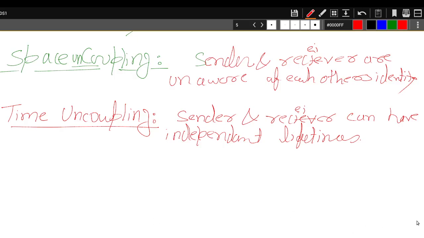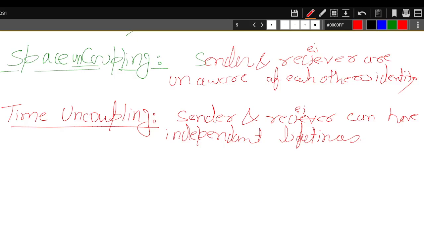So the question is, what is the difference between time uncoupling and asynchronous communication? Let me repeat here, the difference between time uncoupling and asynchronous communication. In asynchronous communication, what happens? The sender sends a message and doesn't wait for acknowledgement, and it can send the next message. That is talking about only sending messages here.